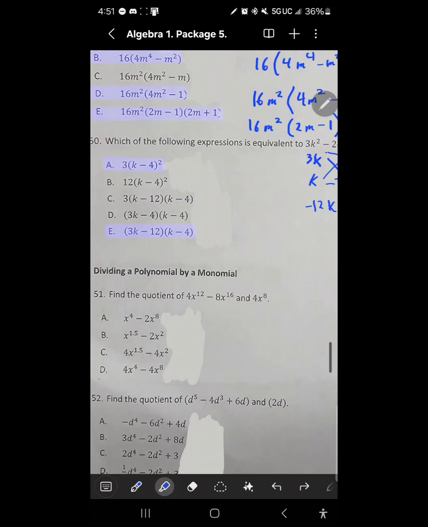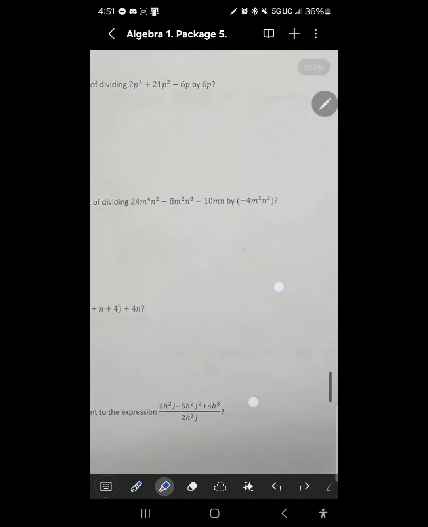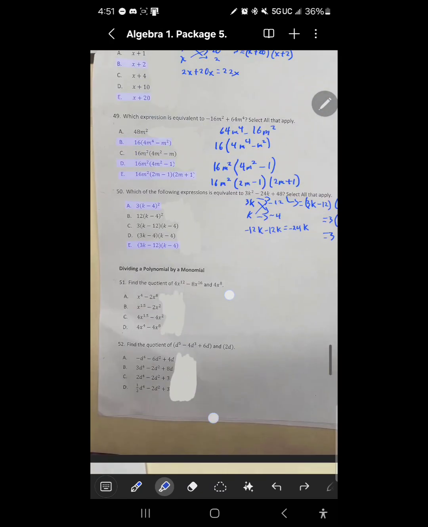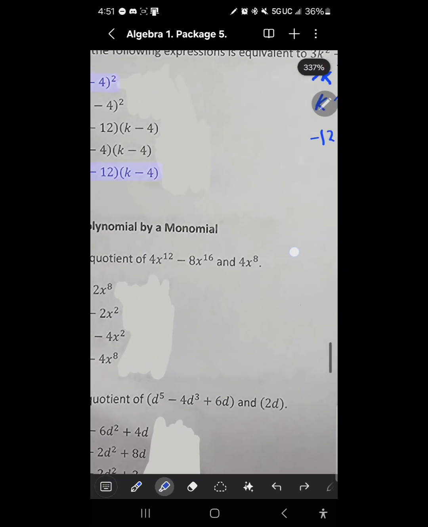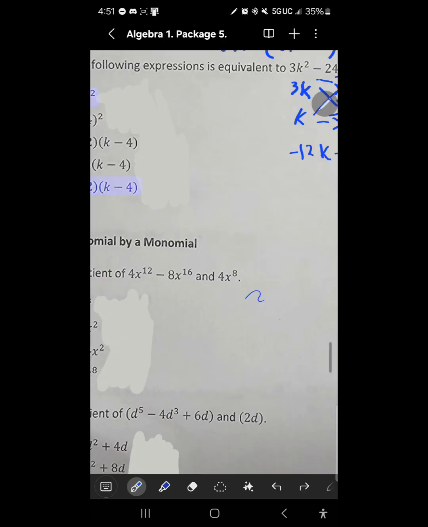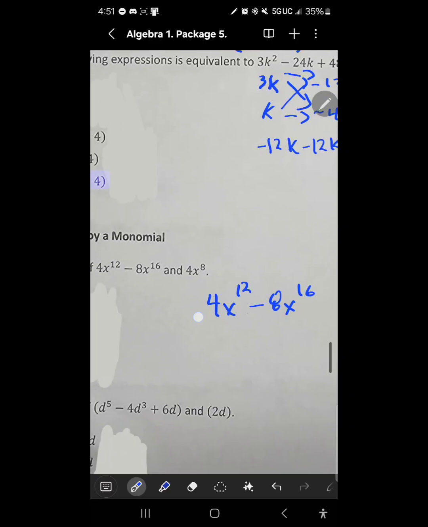Now dividing, this is a tricky one. I wanted to finish today, but I don't think I can get to all that. But let's see. Find the quotient. Okay, quotient is just the answer of the division. So I'm just gonna do the division. I have 4x^12 minus 8x^16, and I'm going to divide that by 4x^5 x^8.